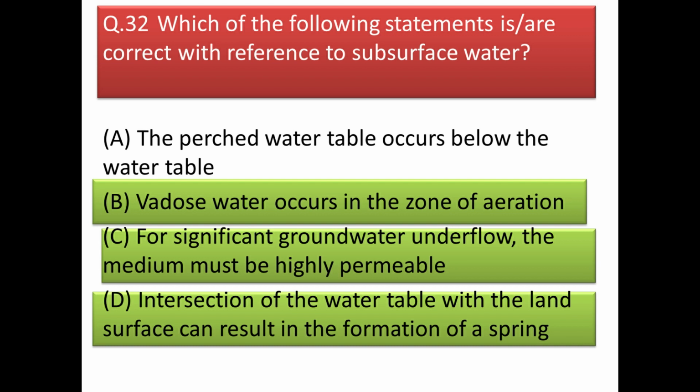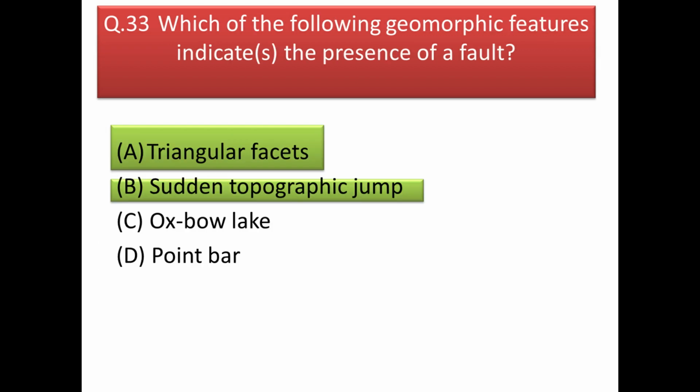For significant groundwater, the medium must be highly permeable, right? And the intersection of the water table with the land surface can result in the formation of a spring. That is also correct. Next question.